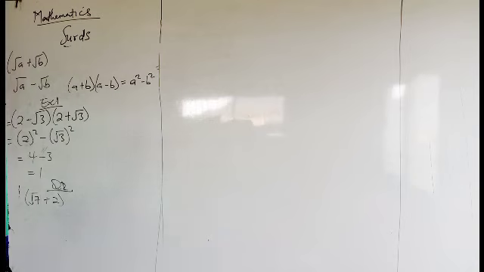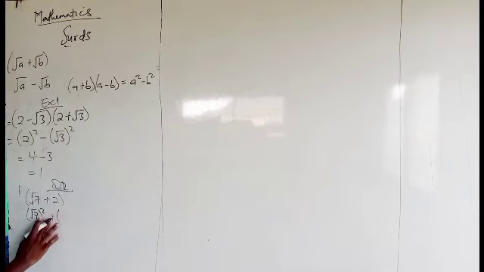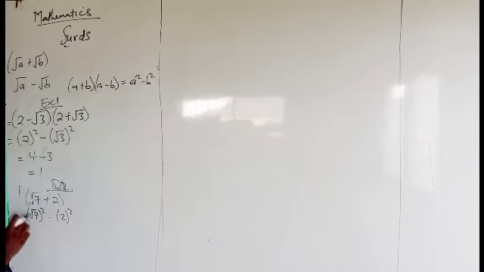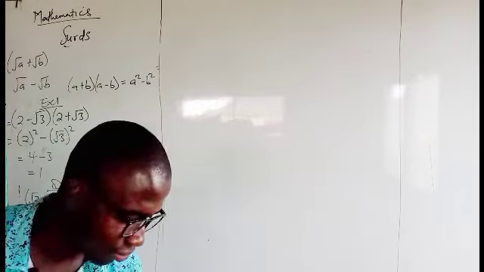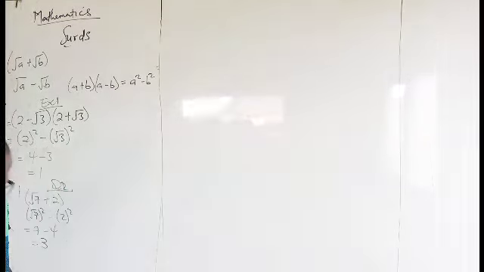Okay, so what did you get? The answer is what? 3. So this will be root 7 squared minus 2 squared. So this gives us 7 minus 4. Our answer gives us what? 3. Very simple. Very, very simple.